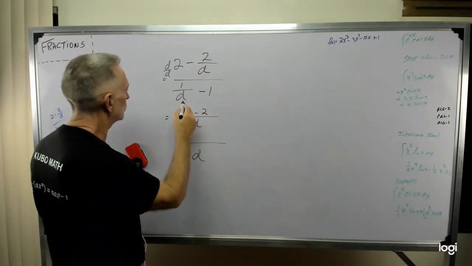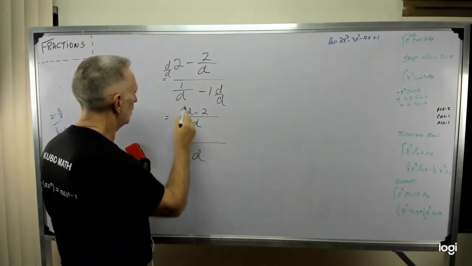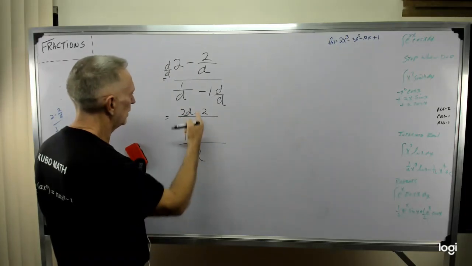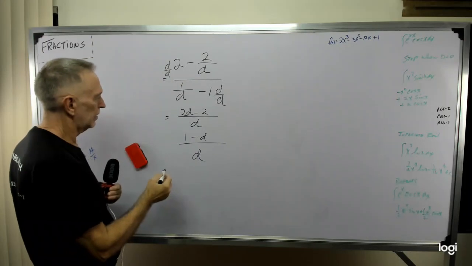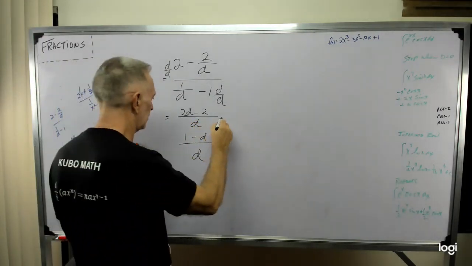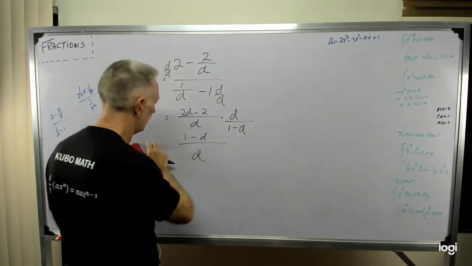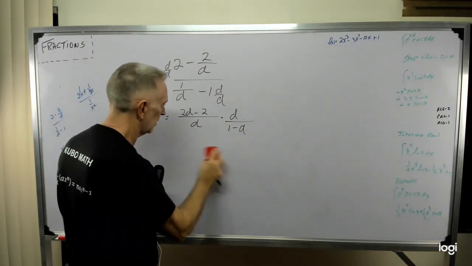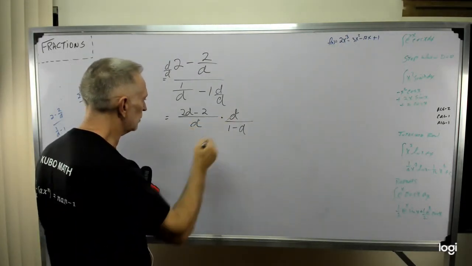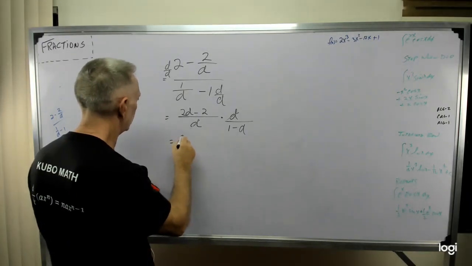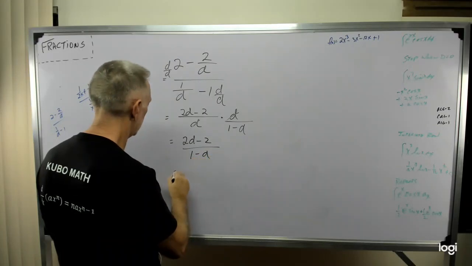Now then, this is 1 over D. This will go D over D. So I have 1 over D minus D over D. Okay, I'm going to flip this one up and multiply. This is times D over 1 minus D. Let's see what we have here. Well, these go away. So I have 2D minus 2 over 1 minus D.